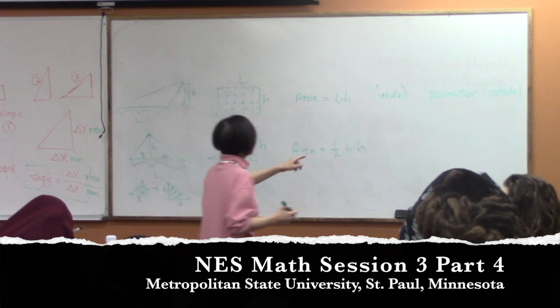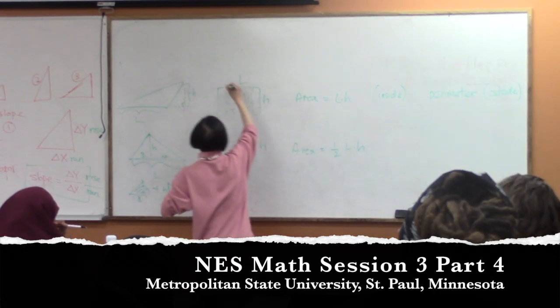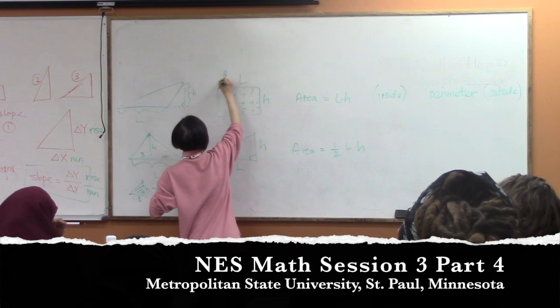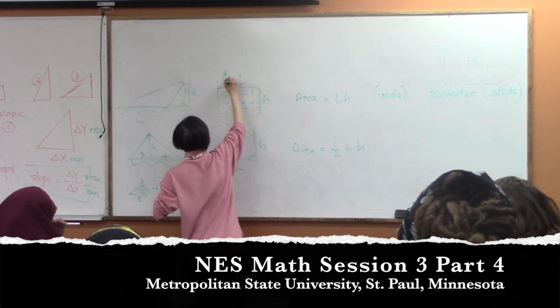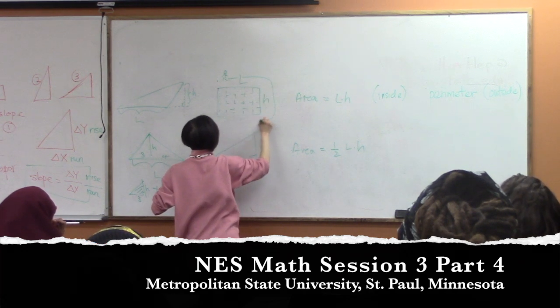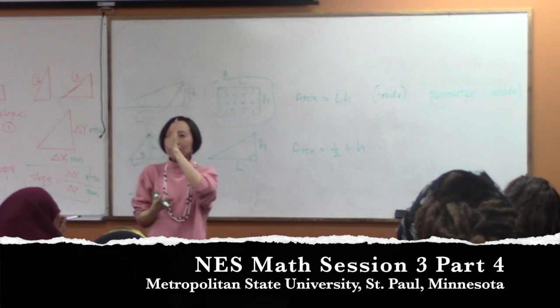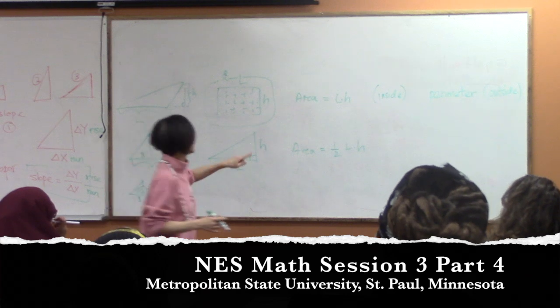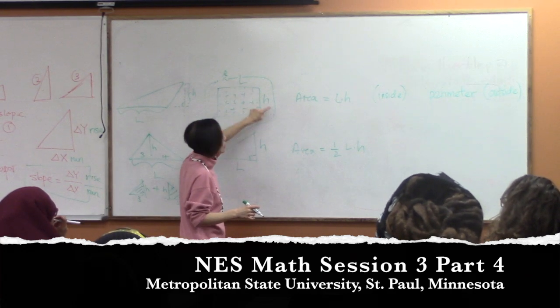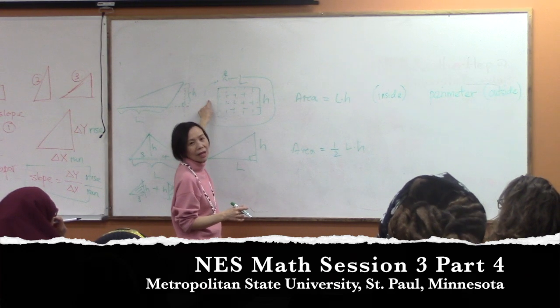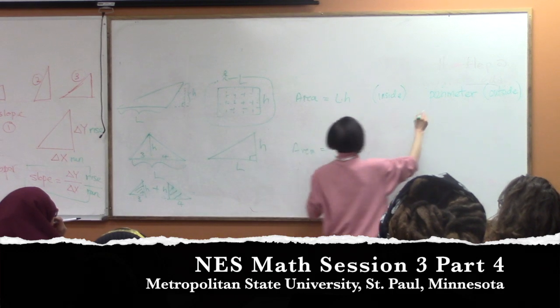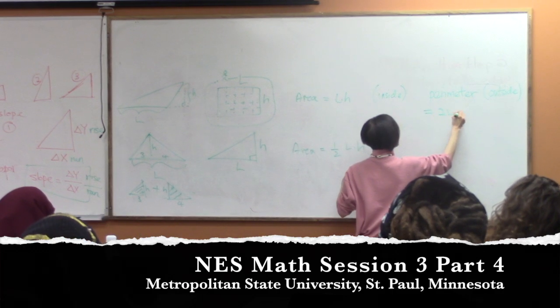Perimeter is as if you're walking around. You're walking like somebody who's surveying, walking all the way around. That's perimeter. So imagine walking around. Then, there's an L, an H, an L, and an H. So you could think of it as 2L plus 2H.